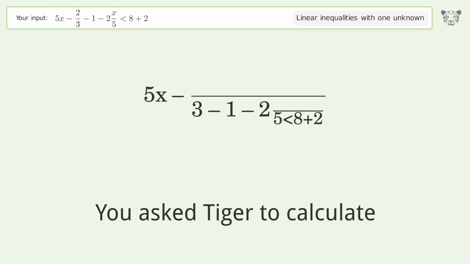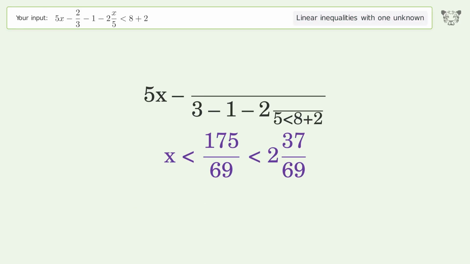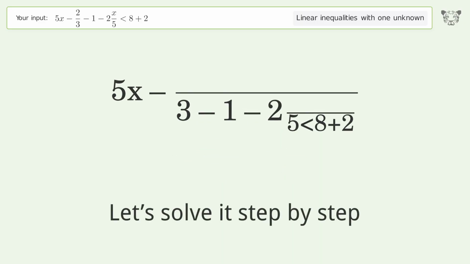You ask Tiger to calculate. This deals with linear inequalities with one unknown. The final result is x smaller than 175 over 69 smaller than 237 over 69. Let's solve it step by step.